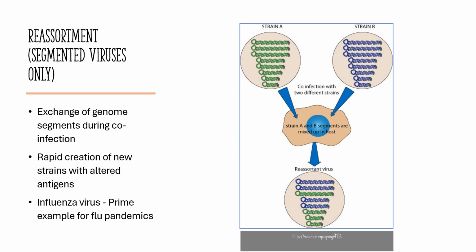Reassortment occurs in segmented viruses only. A reassortment event occurs when two similar segmented viruses exchange part of their genomes during a cell co-infection. This way, segmented viruses can quickly modify their antigens, creating a new strain that can evade the previously established immune protection of a population. This has been particularly well studied for influenza virus, since reassortment is a major event which gives rise to new flu pandemics.